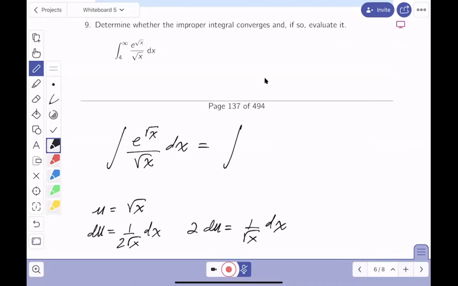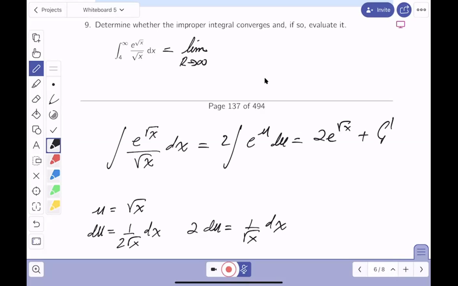So what do you get? e to the u, and then I would get 2 du. What do you get over here? 2e to the u, that's going to be 2e to the root x plus c. Let's write this down. This is going to be the limit. It's improper because we're going towards infinity. If 0 were on the interval, I'd have another trouble, but I don't have 0 on the interval. So it's going to be the limit as r goes to infinity of that integration, and that integration I just did.